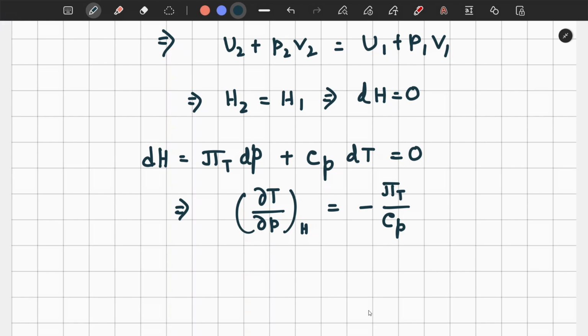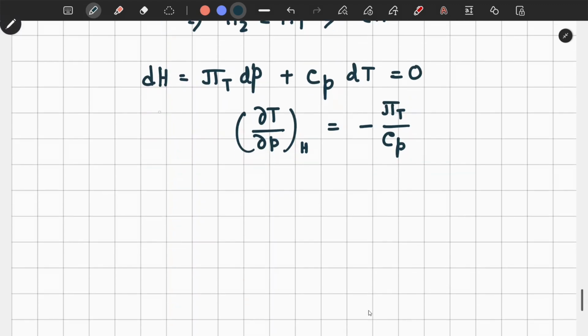Just check it. Minus 1 by Cp into del H del P at constant T. That is pi t. Okay, that is pi t. Yes. So this is called the Joule Thomson coefficient, mu JT.